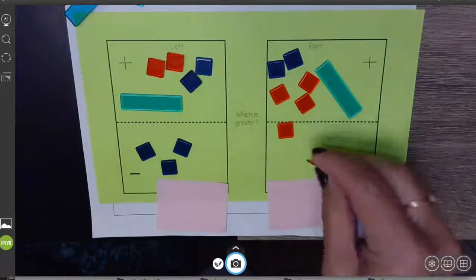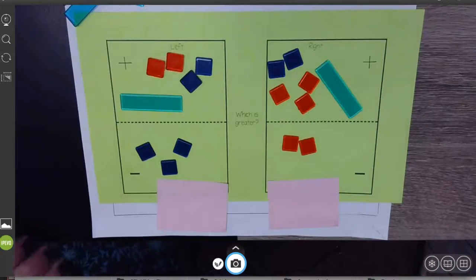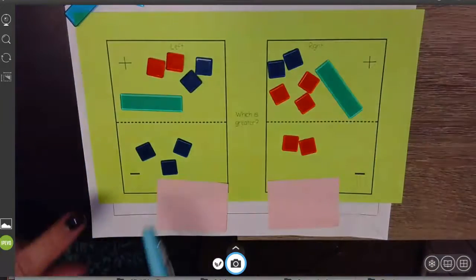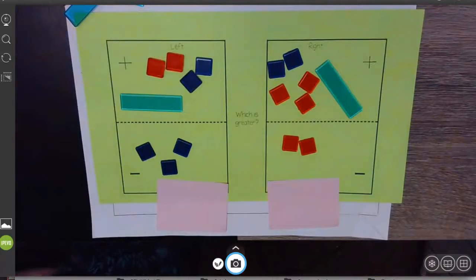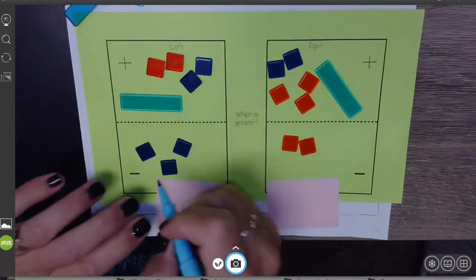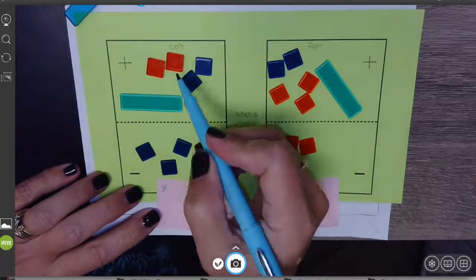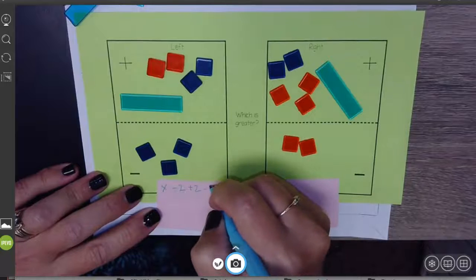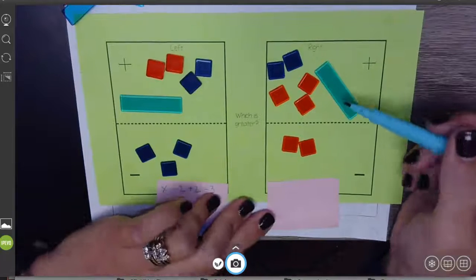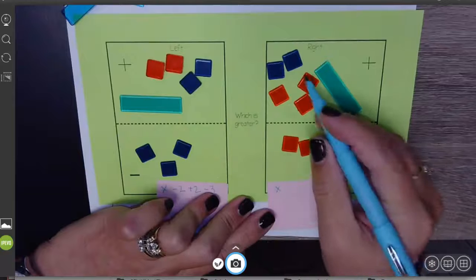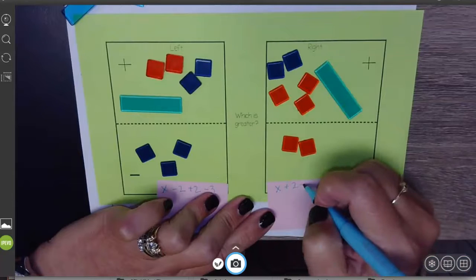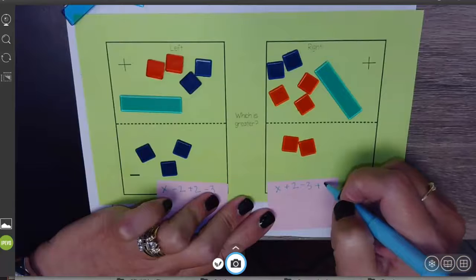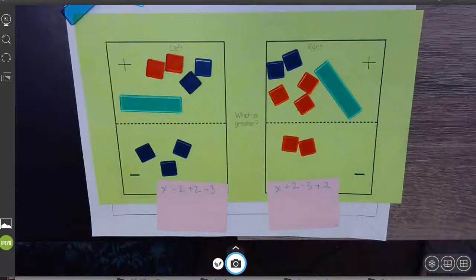All right. So then when we look at these, the first thing we want to do is think about how we would write this as an expression. So my left one, well, I have an x, I have -2, I have +2, and down on the bottom I have -3. On this side, I have an x, I have +2, I have a -3, and then I have a +2 or a negative of a -2. So now I'm going to look at ways to simplify it, or not simplify it, but just compare it.